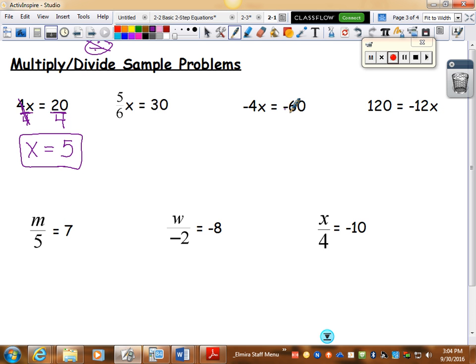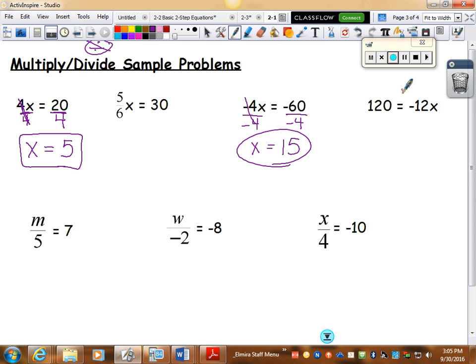Negative 4x equals negative 60. Again, it's multiply, so to cancel a multiply, I divide. x equals a negative divided by a negative, which is a positive 15.